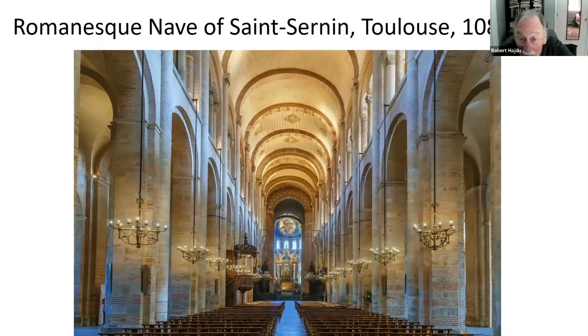This is the same church. You see it from closer up. See all the round arches, the vaults. These are called ribbed vaults because each, you see the ribs, I hope. I can't point, unfortunately.